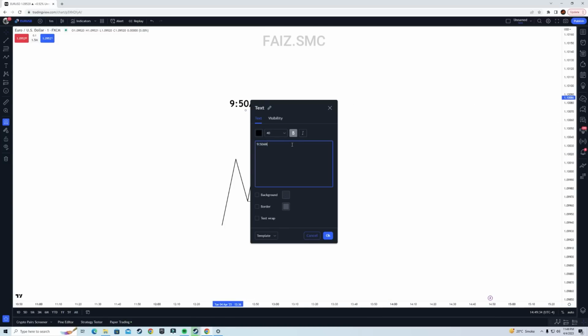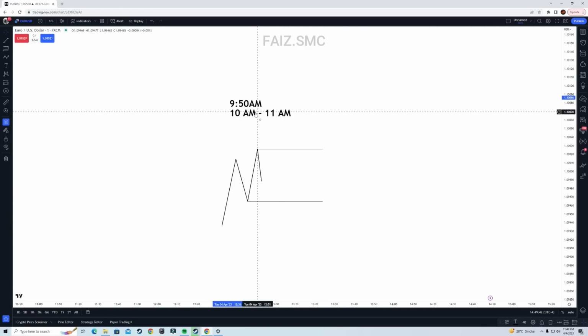Our trading time, when we have to take entry, is between 10 a.m. and 11 a.m. So your entry must be between 10 a.m. and 11 a.m. New York time.